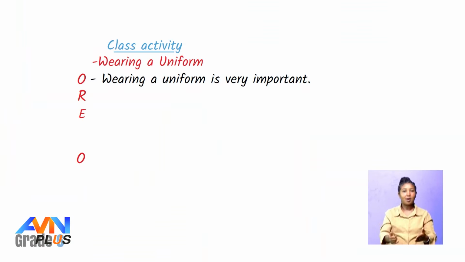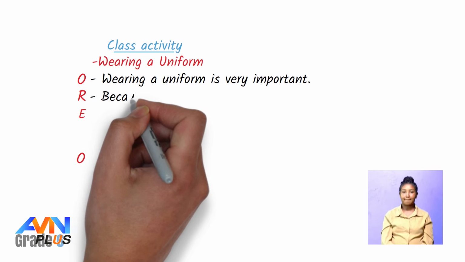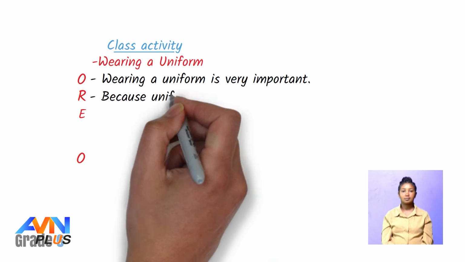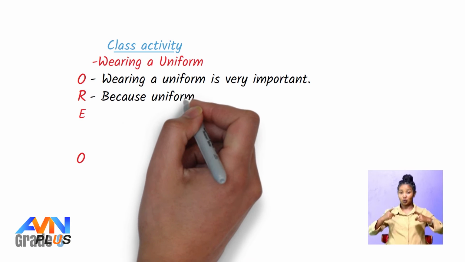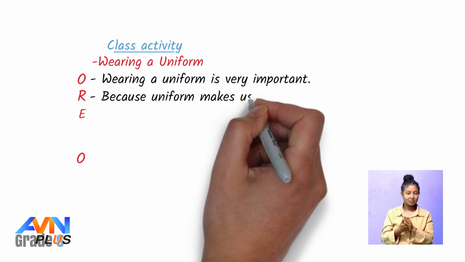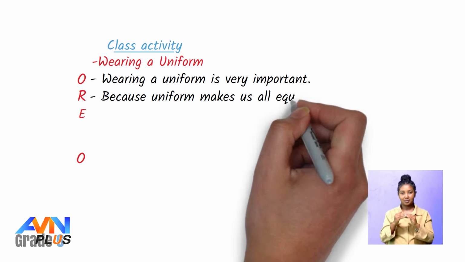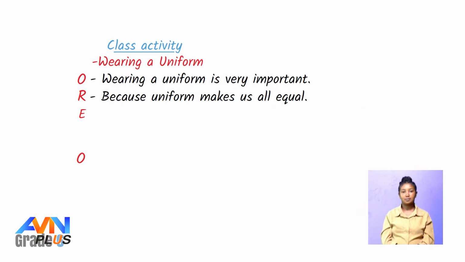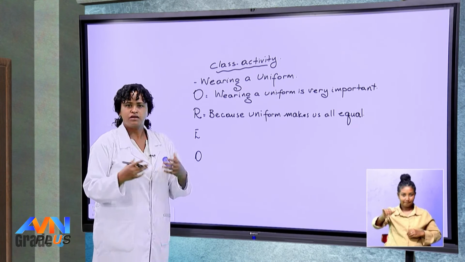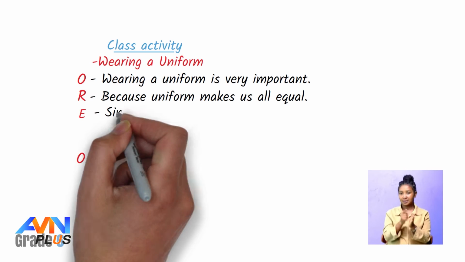Now, let us give our reason for that. All right. Then, the reason. Because uniform make us all equal. Uniform make us all what? Equal. Everybody is equal. All right? Then how do we show our examples to convince here? Yeah? Example. Let's give example.